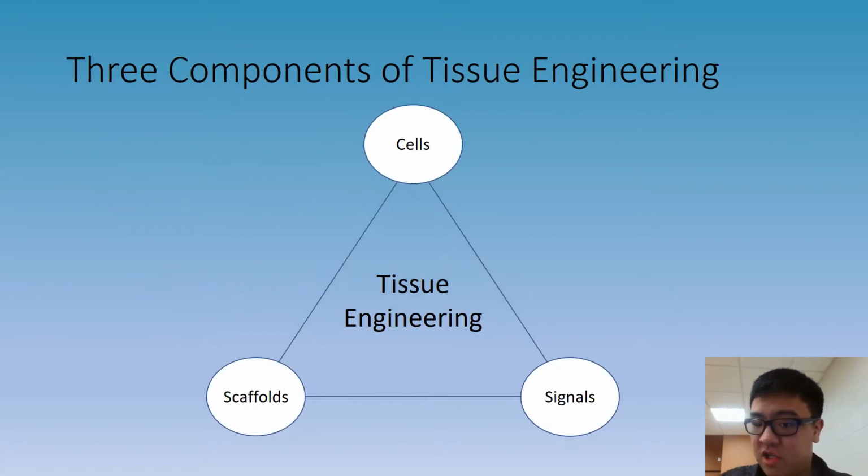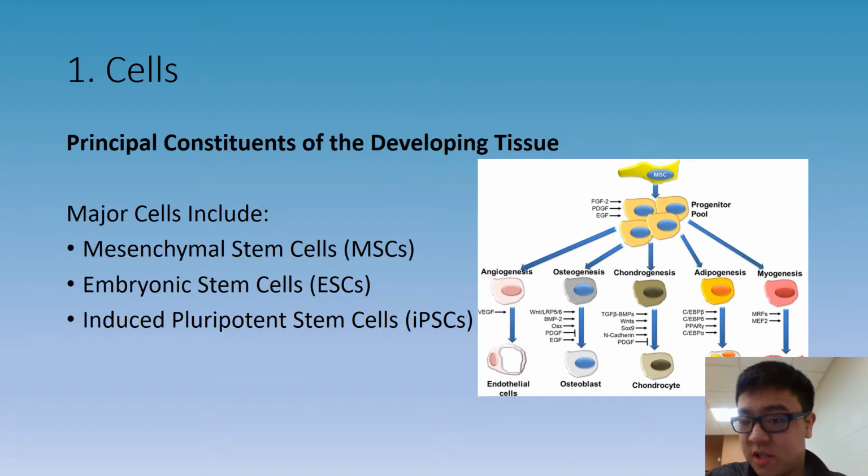When planning a tissue engineering study, there are three major components to consider. These include the cells, scaffolds, and the signals. This diagram indicates that a successful tissue engineering construct requires an effective integration between the three components, and these three components will be discussed later. Cells are the principal constituents of the developing tissue. If the tissue engineering construct is successfully integrated, then the cells will comprise most of the replacing tissue.